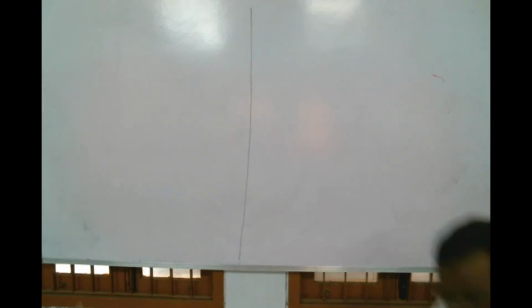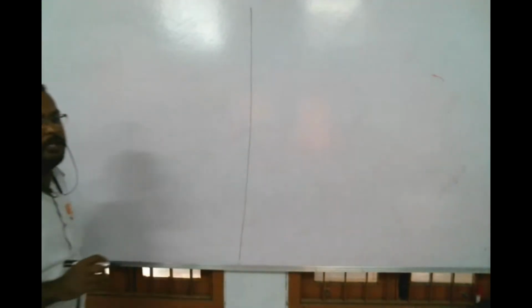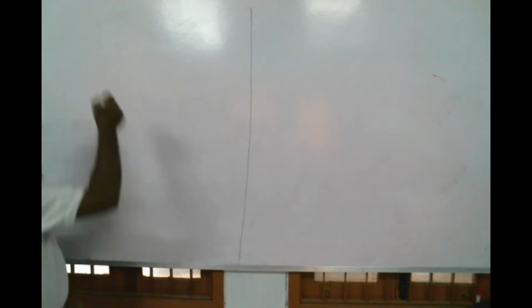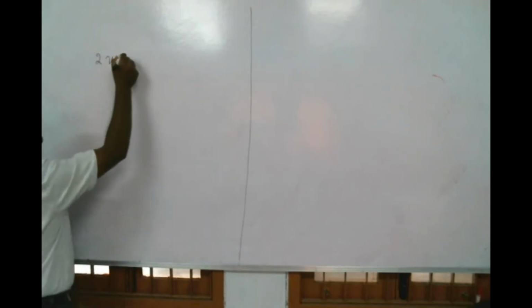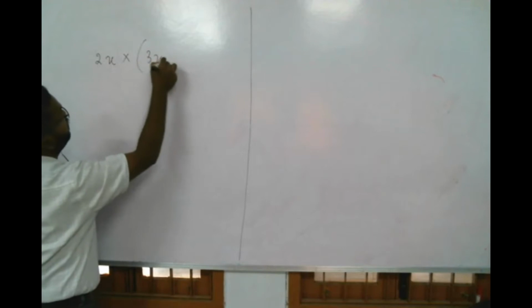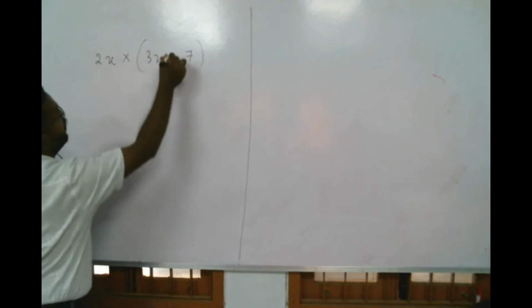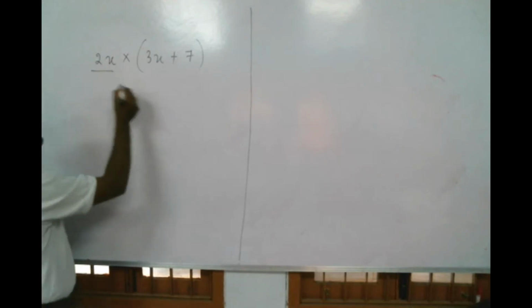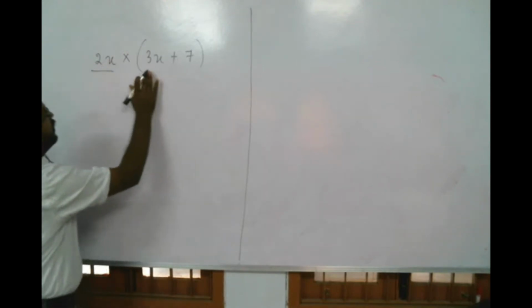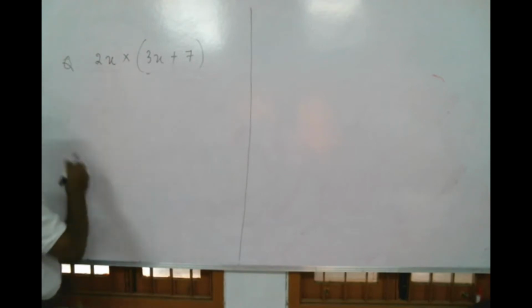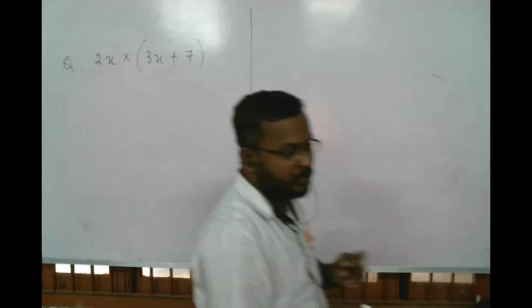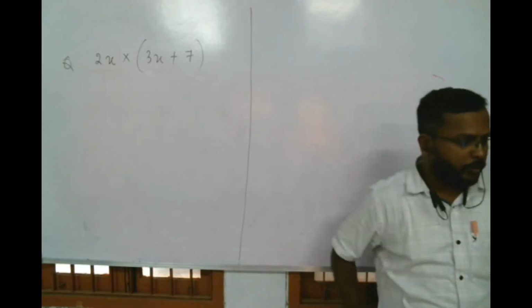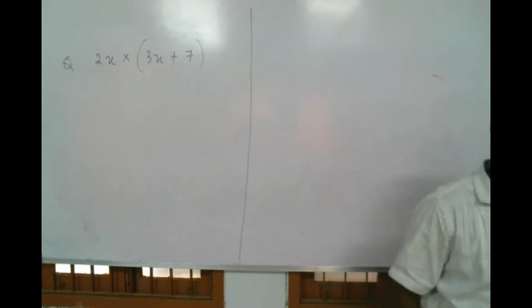Okay. So now let's go to the next topic, that is multiplication of monomial with binomials. Let's take this question, 2x multiplied by 3x minus 7, or you can take 3x plus 7. So 2x we have to multiply with 3x plus 7. All of you can do this question and write your answers in the comment section. I'll be watching your comment section.